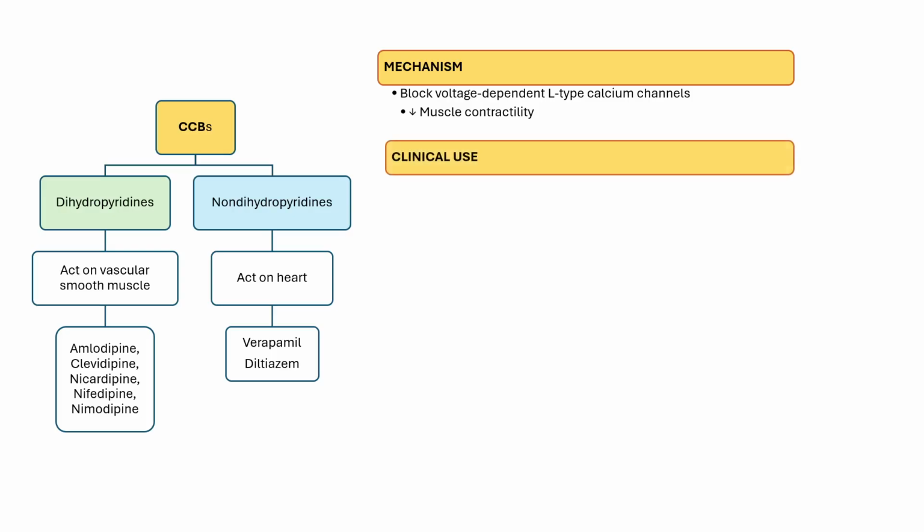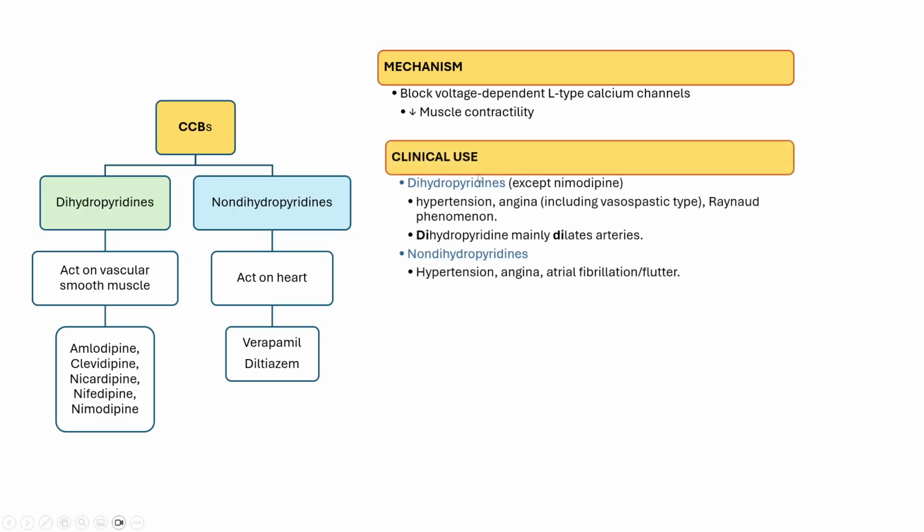So where do we use these calcium channel blockers? Dihydropyridines, except for nimodipine, are used in the treatment of hypertension as they cause vasodilation. They can be used to reduce the blood pressure. In angina, you can use them, especially in vasospastic angina where beta blockers are contraindicated. They are also used in Raynaud's phenomenon, where there is involvement of the vascular system and vasoconstriction.